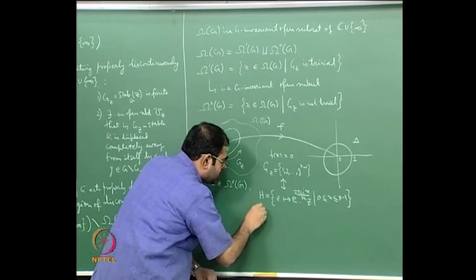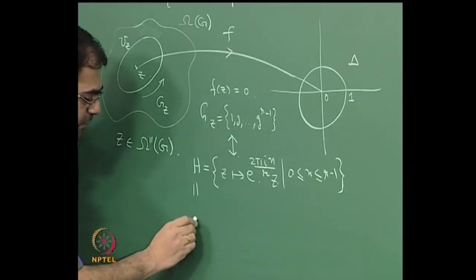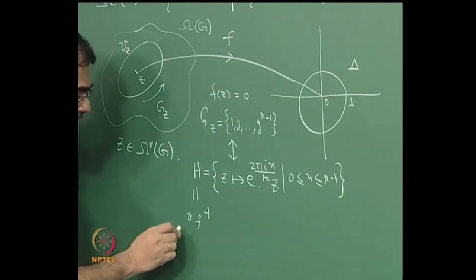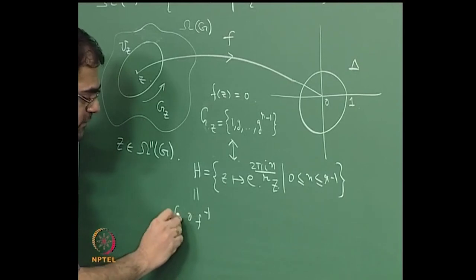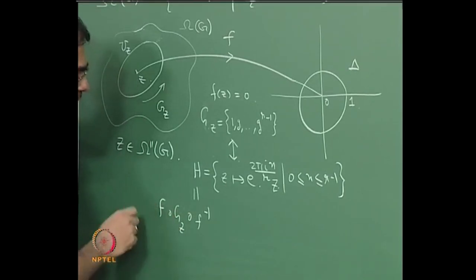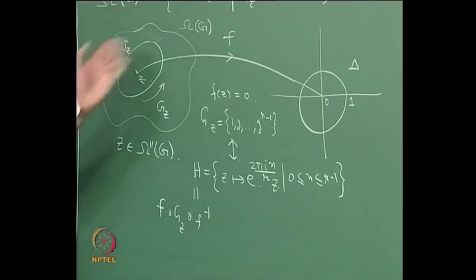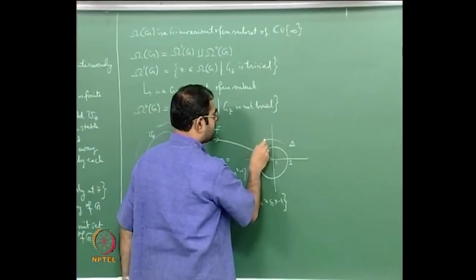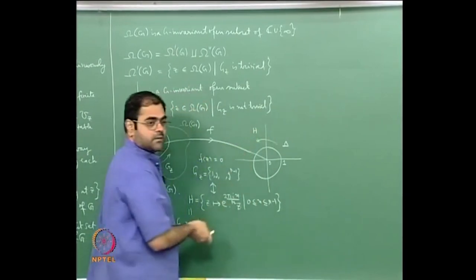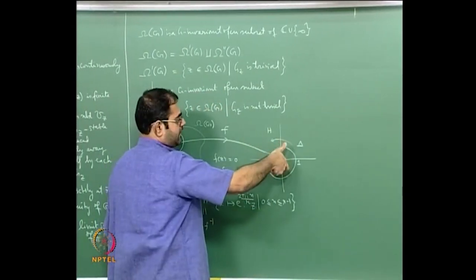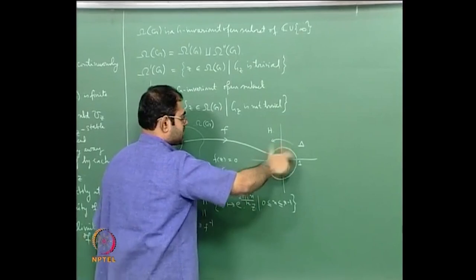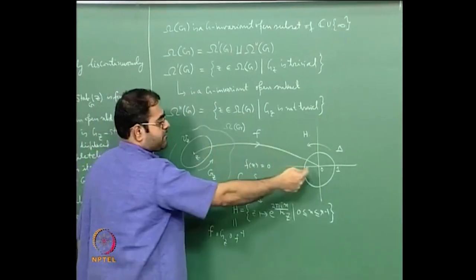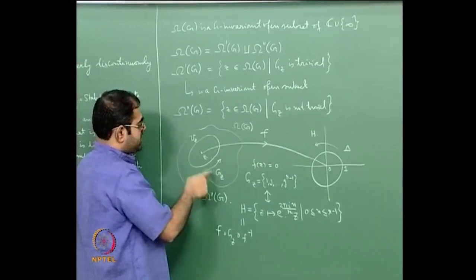This h is just a conjugate. You apply f inverse, because f is a holomorphic isomorphism, then you take g_z and then again apply f, so it is a conjugate via this map. So the point is that h is acting here, and the action of h, the group of rotations, translates to the action of g_z here.